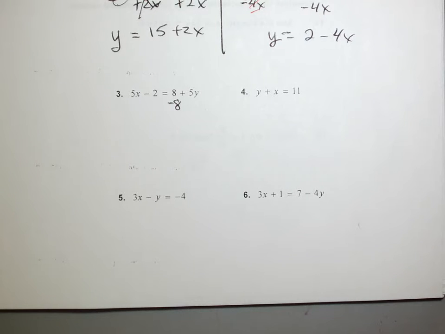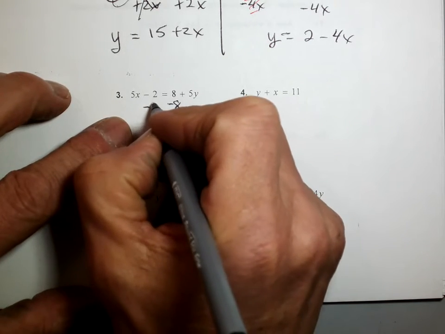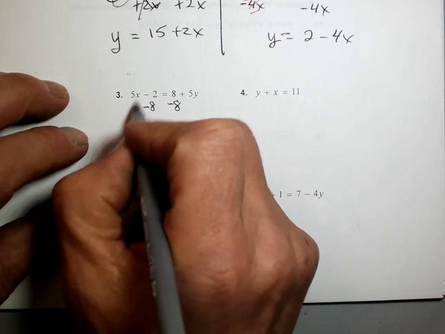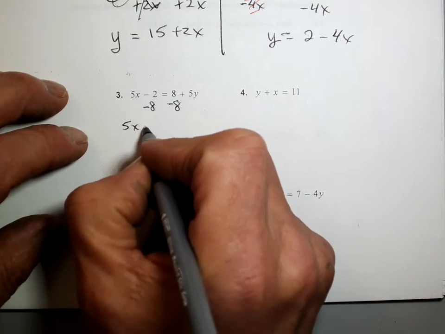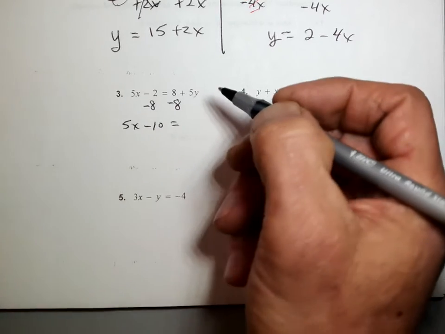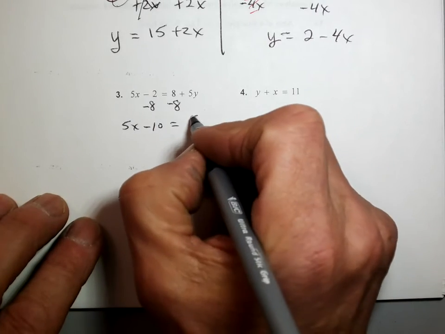So if we go minus 8 here, not with the x's. Put the minus 8 right here with the negative 2. Put the numbers with the numbers, right? So I'll put my negative 2 minus 8 here. Now 5x comes down. Negative 2 minus 8 makes a negative 10. I can combine those because it's numbers with numbers, equals 5y.